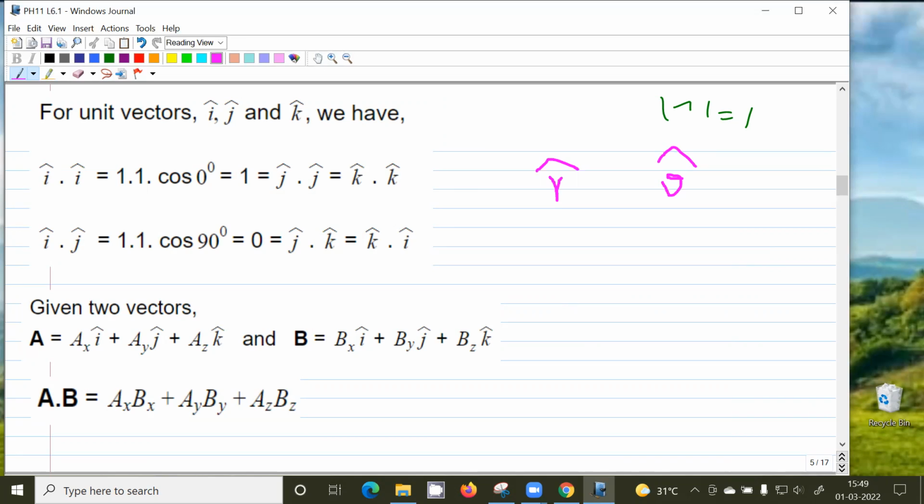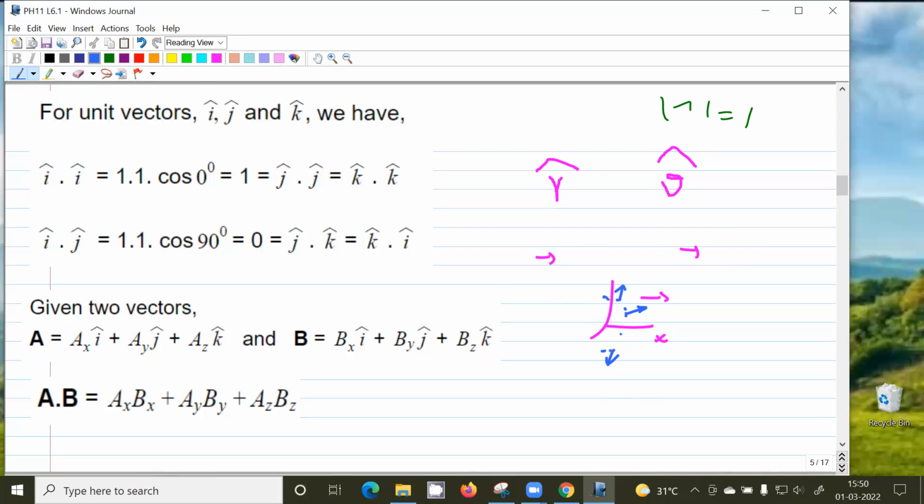Anywhere in space, the i cap vector is the same. For example, if this is the region of x, y, z, the i cap vector here is this way because this is the x-axis, and here also it is this way, here also it is this way. But what about the r cap vector? It can be anywhere. Here it will be this way, here it will be this way. And theta cap is perpendicular to this one.